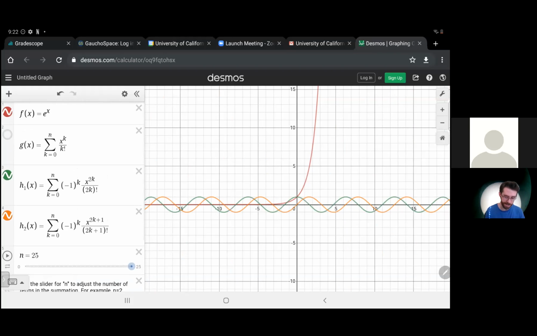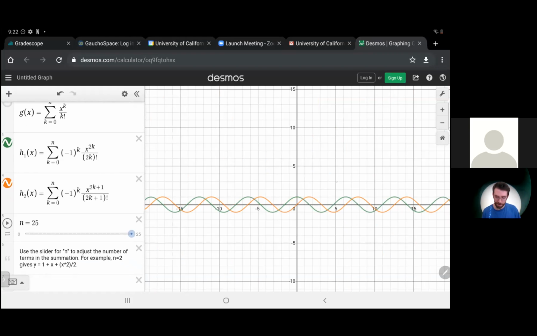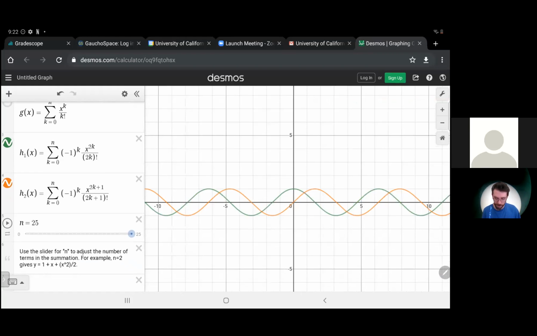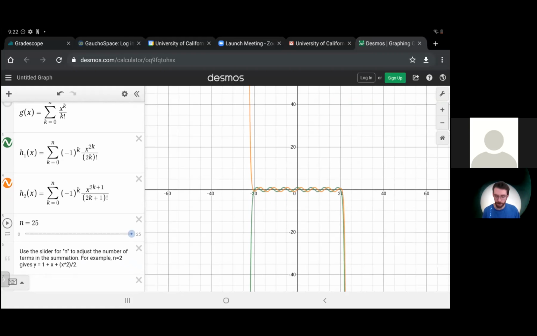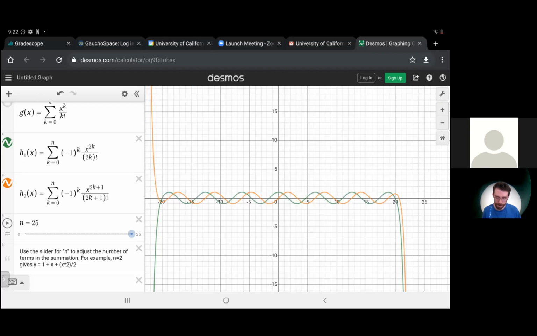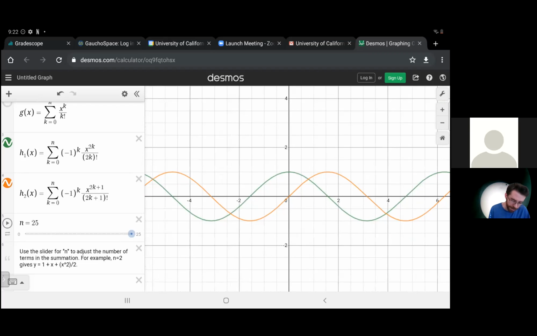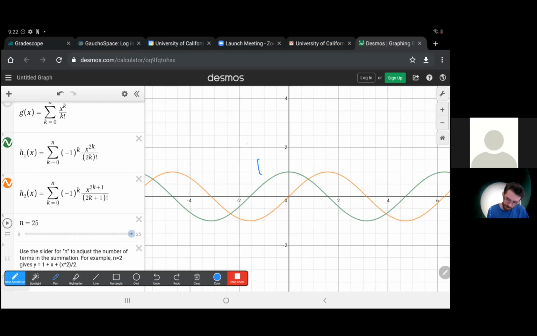I'll erase the e to the x one. So very cool. Of course, they diverge. They don't go on forever because I only went up to 25. But if I went past 25, it would keep getting better and better and better. So what I could say is, in the limit, this one is cosine x. This one is sine x. And you can get them just by doing sums of powers of x divided by some factorial with a plus or minus thrown in. So that's pretty cool.